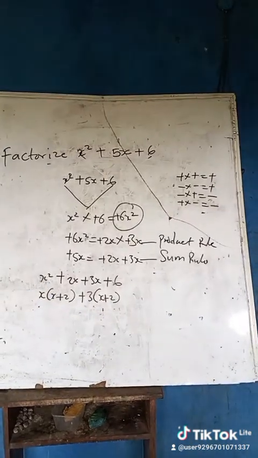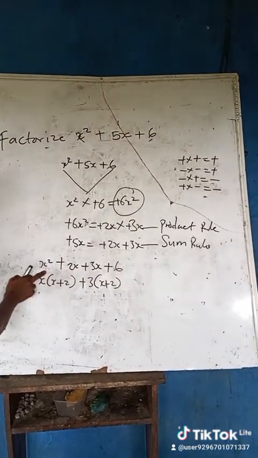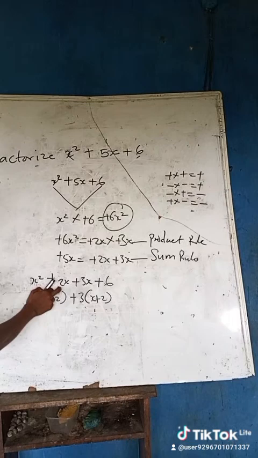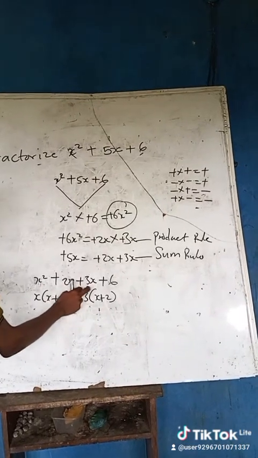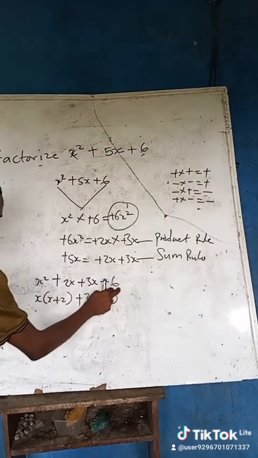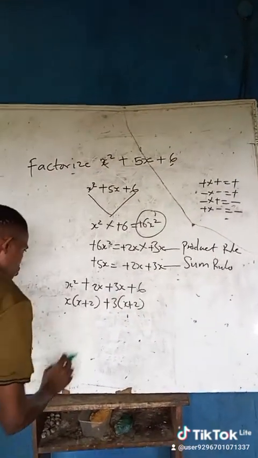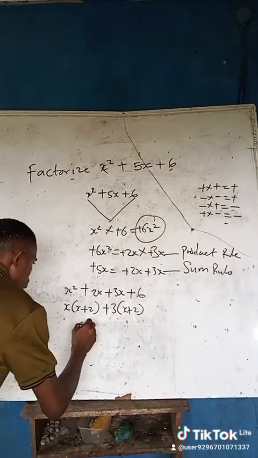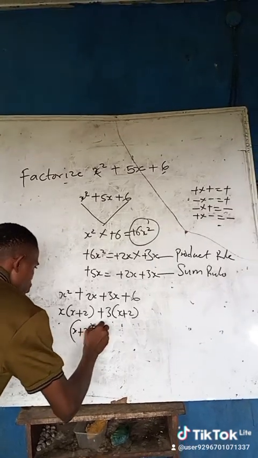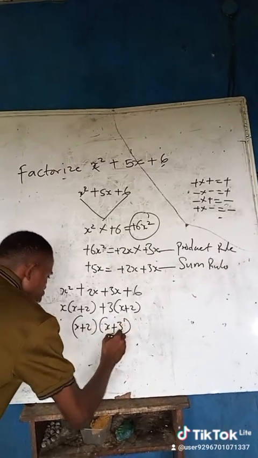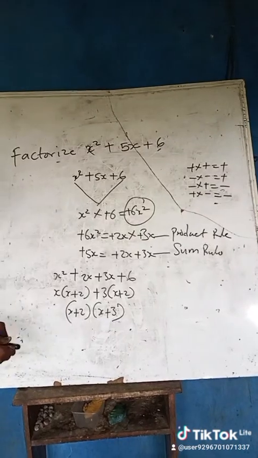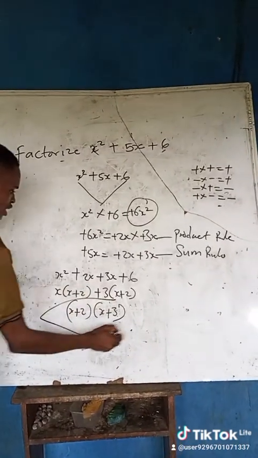Now, x times x is x squared. x times 2 is 2x. 3 times x is 3x. 3 times 2 is 6, which is plus times plus is plus. You can see that you have this one down, which is plus 2, x plus 2 bracket x plus 3. Now, this is our final answer.